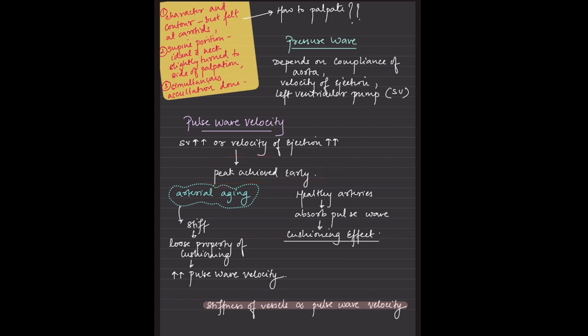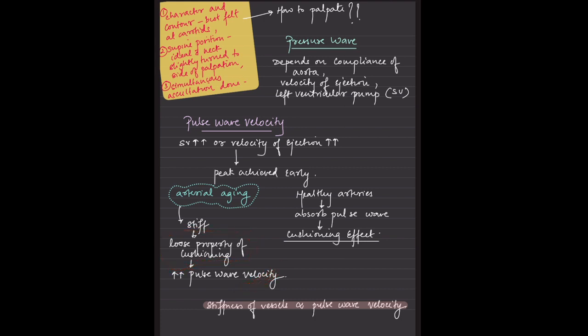Now, if we consider a patient whose vessel is absolutely normal, this is the pulse that would be going, and it is also going to the walls. These walls will actually absorb some of it, and the pulse wave velocity is normal, not high. But in patients with atherosclerosis, there would be arterial aging, and that will lead to the loss of the cushioning effect, and there will be an increase in the pulse wave velocity.